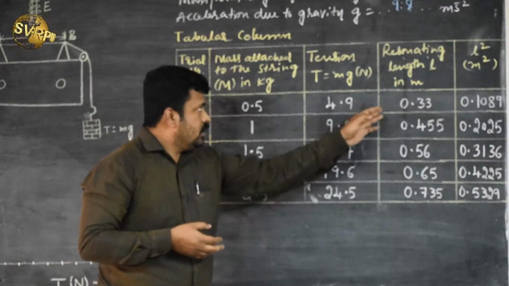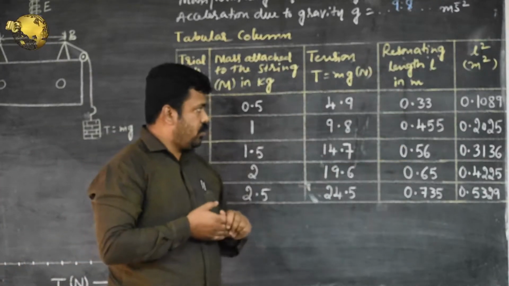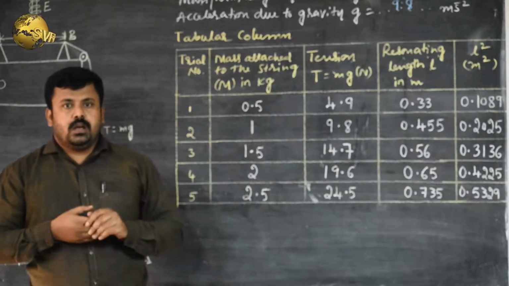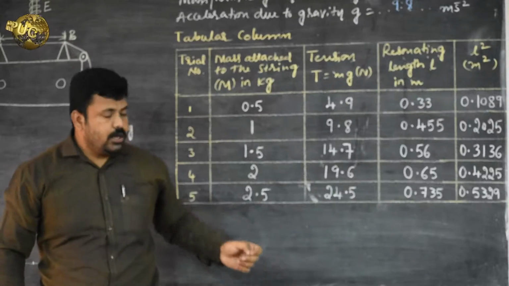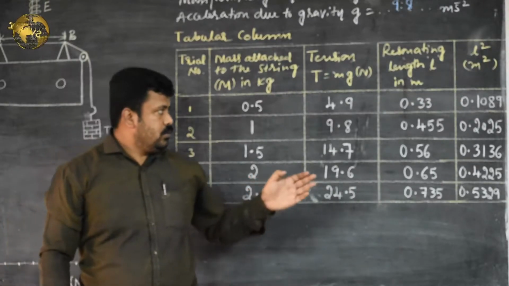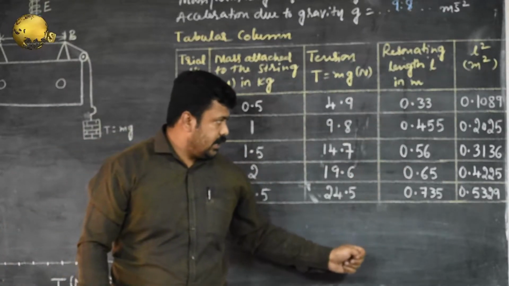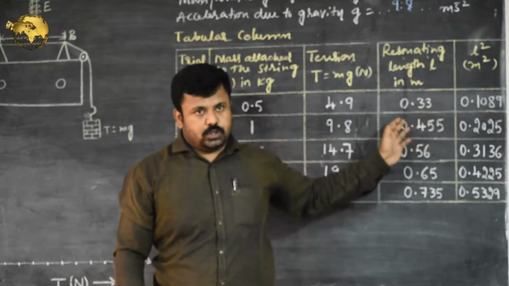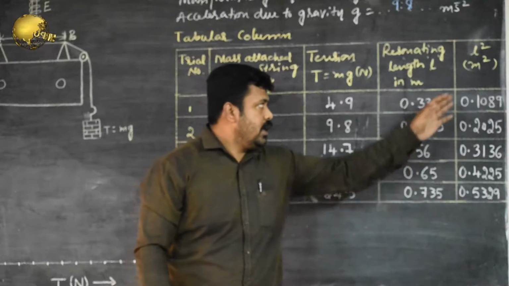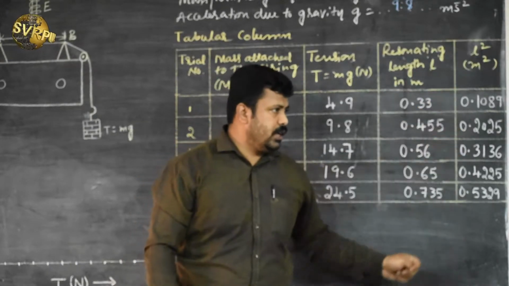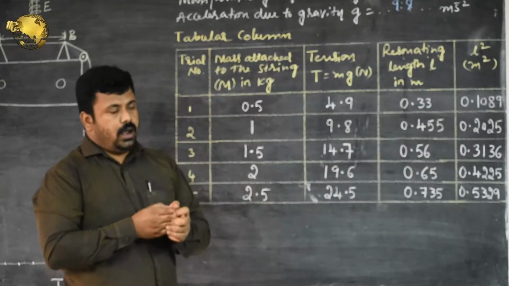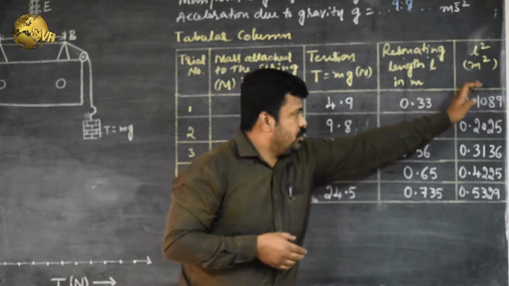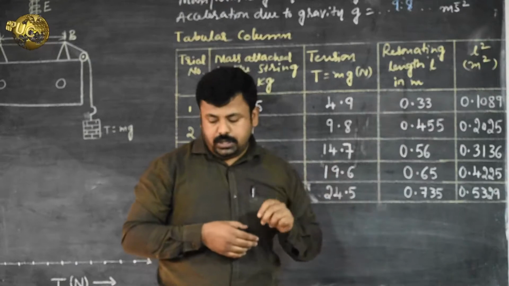For which the resonating length corresponds like this. We got it in centimeter, and here we have converted into meters. So the resonating length stands like this, and actually we need L square. The square of this resonating length in meter square we have mentioned here. So now I am going to plot the graph for this tension and resonating length. I am making use of these two things.